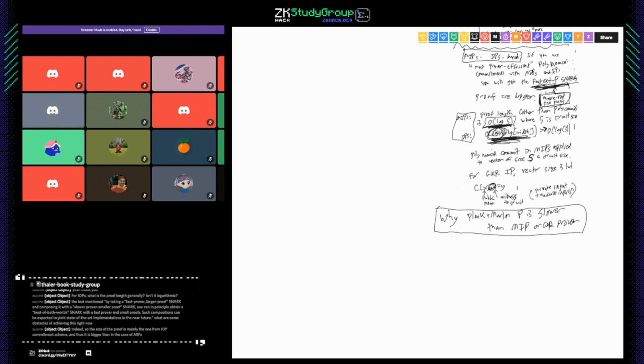Indeed, so the size of the proof is mainly the one from the IOP commitment scheme that's bigger in the case of MIPs. Yeah, so if you combine a MIP with Fry or Ligero polycommit, the MIP is going to have log proof size ignoring the polycommit. And then the polycommit is going to have like log squared or square root proof size. So in using those polynomial commitment schemes, there's no reason not to use the MIP, essentially, right? Because the polycommit is going to dominate the proof size over the logarithmic contribution outside the polycommit.